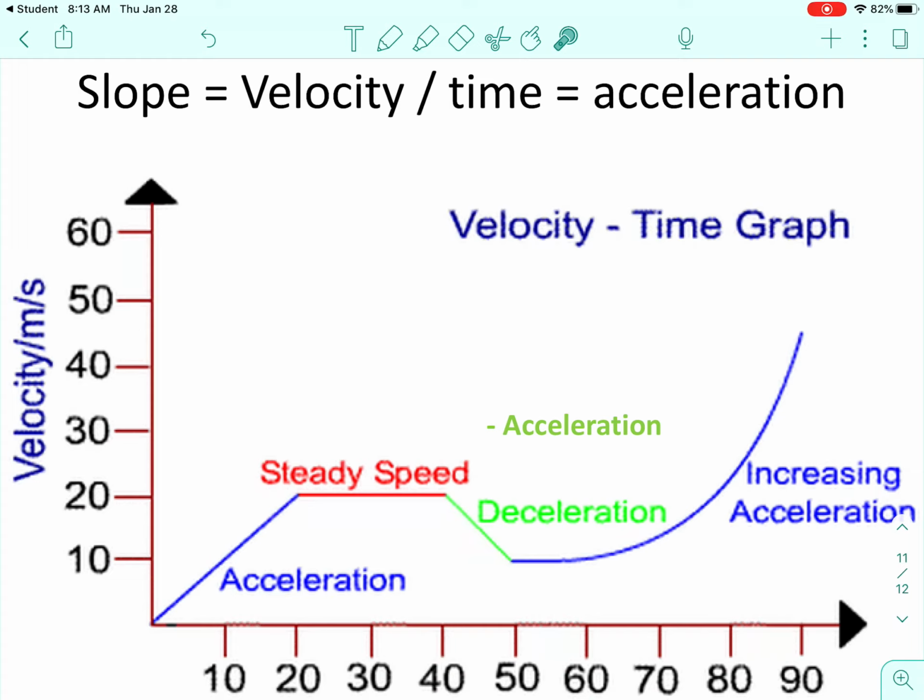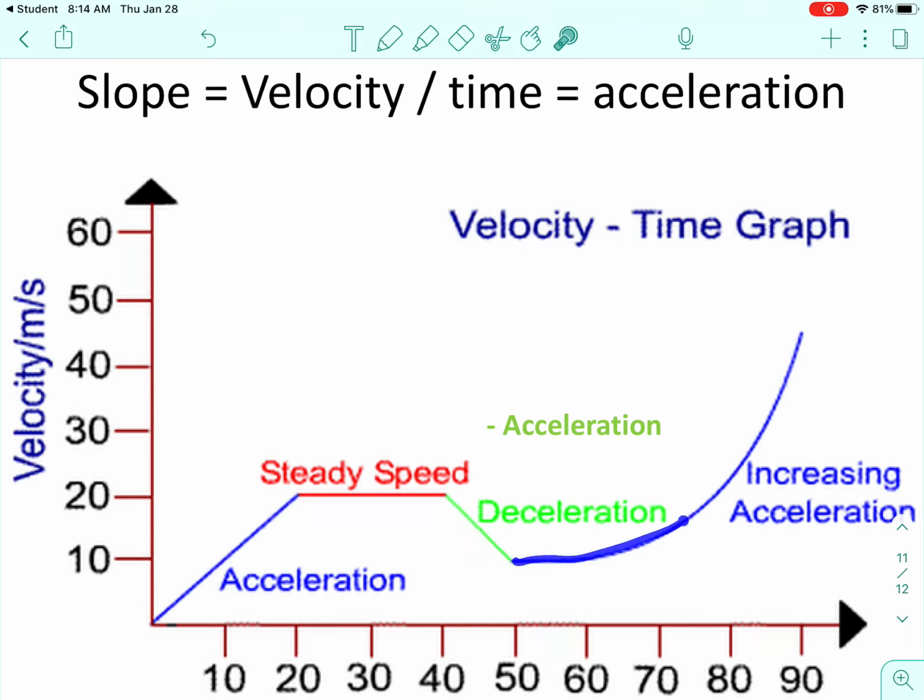So again, for a velocity time graph, if your line is increasing, moving in the positive direction above zero, you have a positive acceleration. If your line is flat, you're moving at a steady speed or a constant velocity, your acceleration at that point is zero. When you have a negative slope in the positive section of the graph, that means you're slowing down, and that would also mean that you have a negative acceleration on the positive section of the graph.